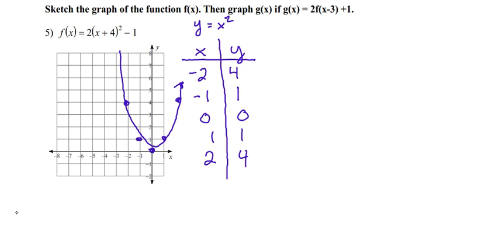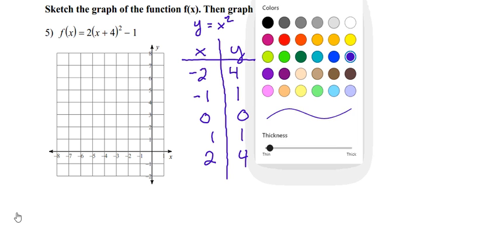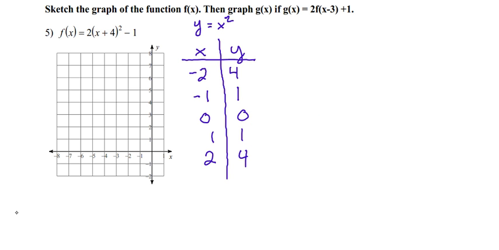Okay, so it looks something like that. But that's not what it asks us to graph, so I'll just take that whole thing away. But that's what the function y equals x squared looks like, and that's the parent function. That's where all other quadratics come from. So f of x is a quadratic, and it comes from y equals x squared.